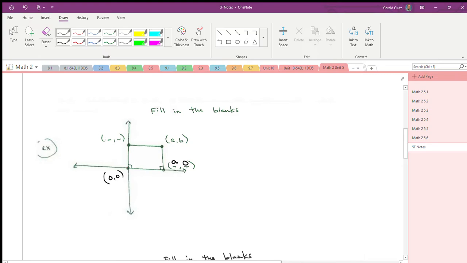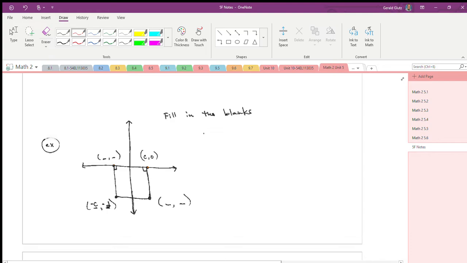And then for this point, how far sideways do we go? Well, we don't go sideways at all, so that means x is going to be 0. And then how far up do we go? Well, it's the same height as this point, and we went up b, so our y value will be b. So just remember, x value tells you how far sideways you go from the origin, y value tells how far you go up or down.